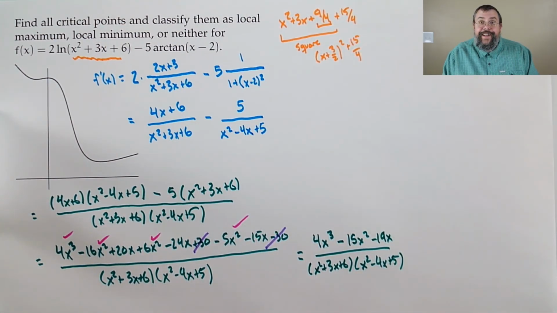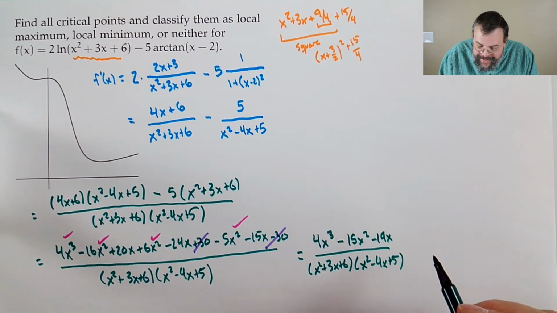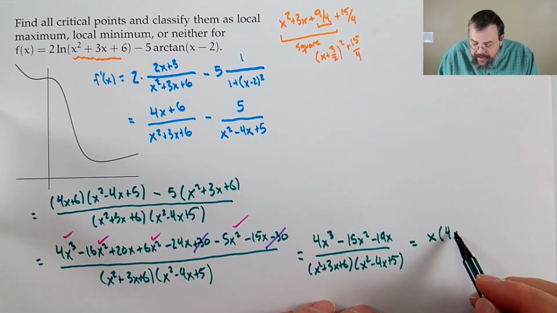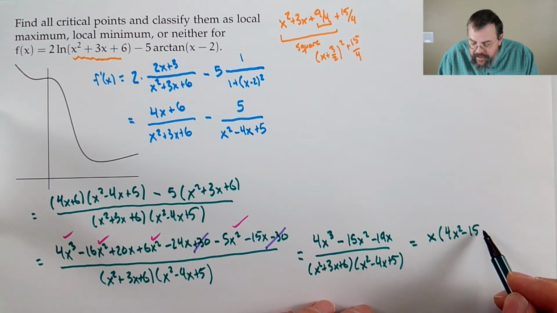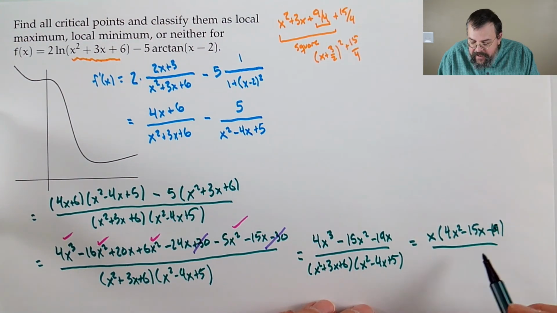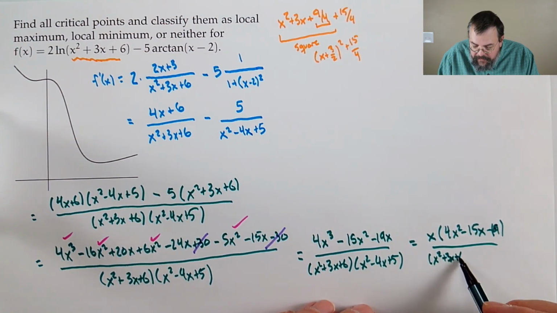Oh, all right, now, good news. I can do a little bit of factoring up top pretty easily. And I think you see, right? They'll have x. That's nice, good news. Okay, so x times 4x squared minus 15x minus 19. Okay, now at this stage you're like, oh, again? We're going to have to factor?